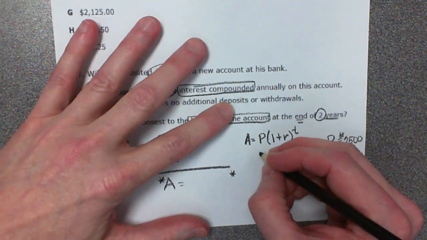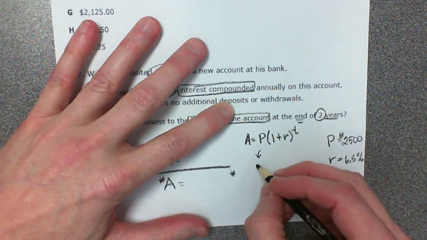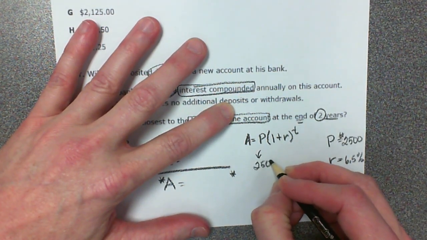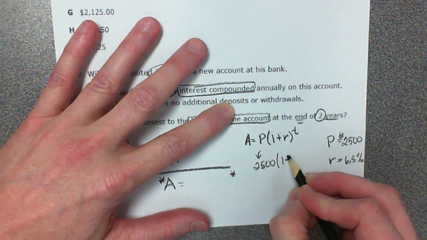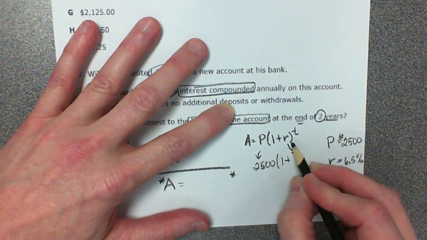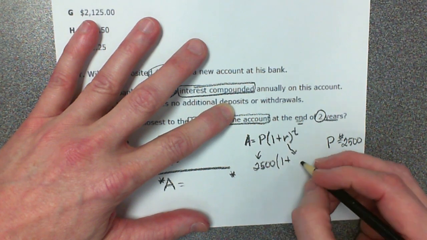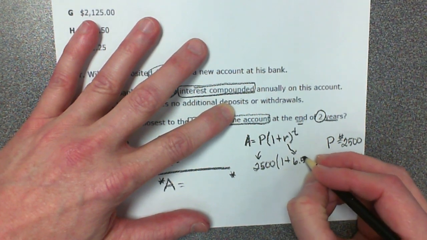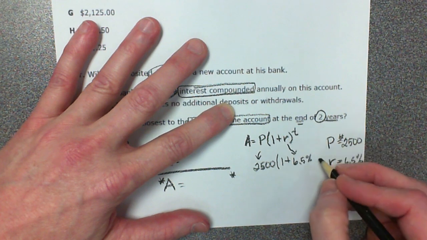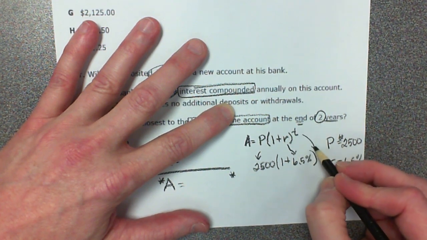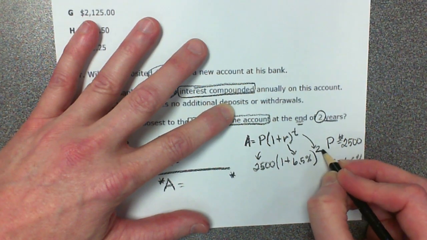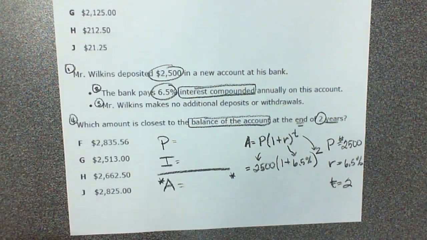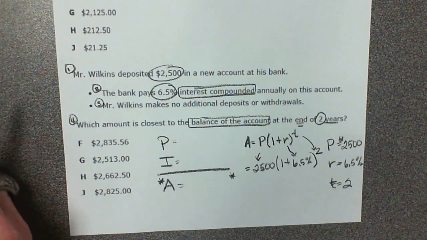Now, let's just substitute, just like we've done all year long: 2,500, open parentheses, 1 plus, I'm going to substitute my rate. Remember to leave your percent sign in there, 6.5%. Close parentheses, and drop in our exponent, which is the number of years. And let's go to the calculator.